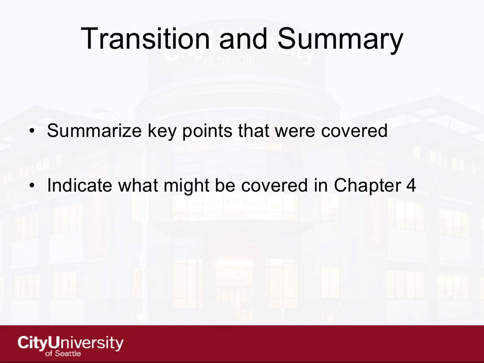Now, transitions and summary. This is important, that once you write chapter 3, you've got to summarize key points that were covered, which is good for every chapter, but then you also indicate what might be covered in chapter 4. So you'll have your results and you'll allude to them, but you're going to discuss them further in chapter 4. In essence, chapter 3 is your recipe. Again, I use that word a lot, but it is a recipe of what you're going to do. And then you could say at the end, the findings from this data will be explored further in chapter 4.